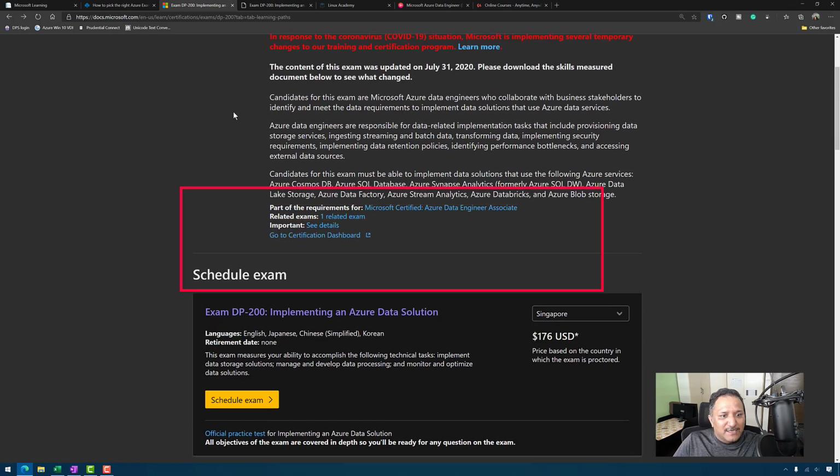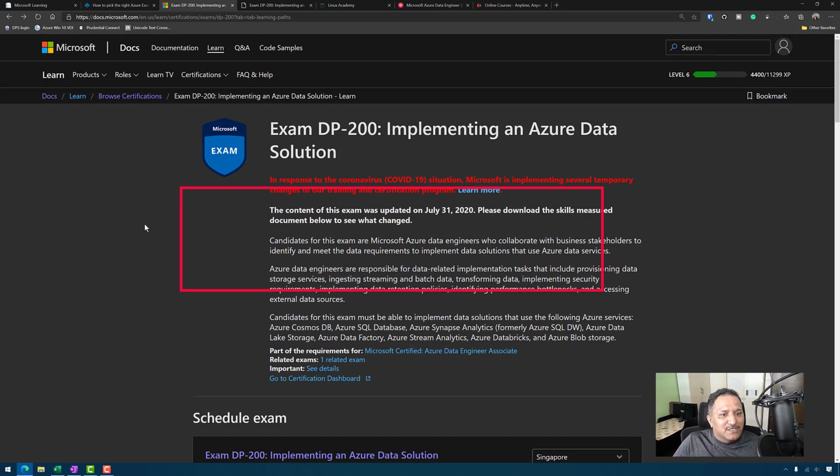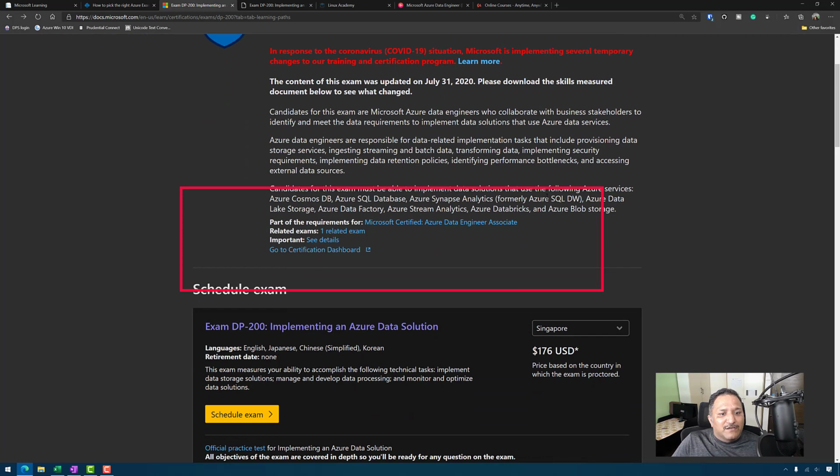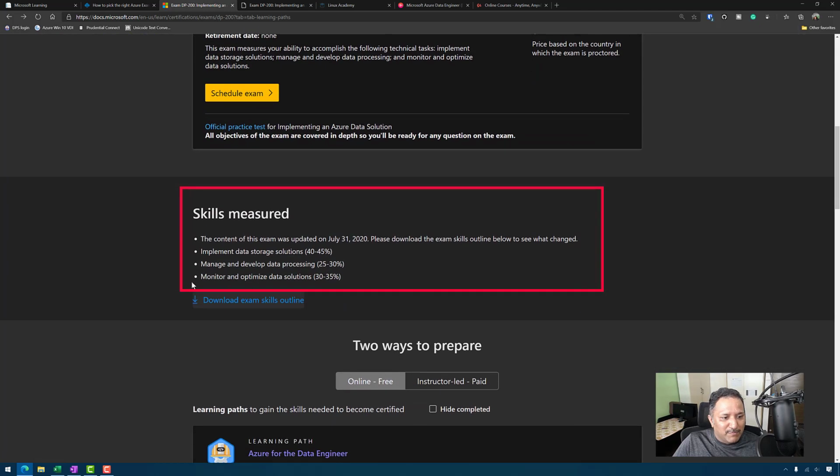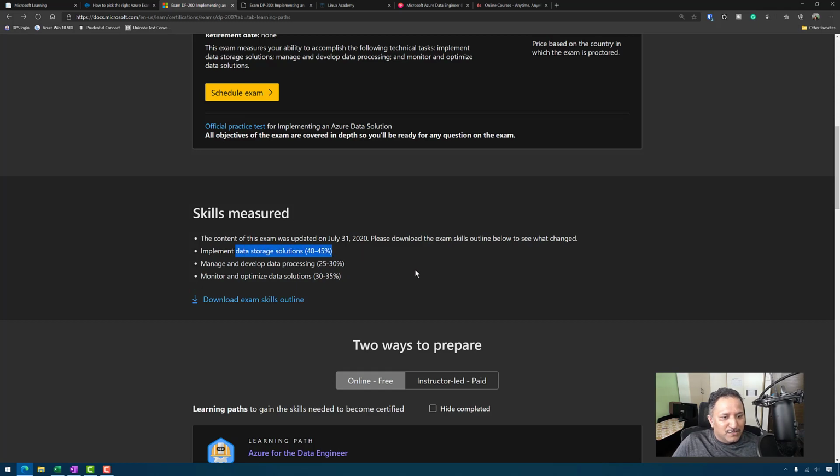If you look at the requirements for this particular test, when I go into the Microsoft Docs and look at the exam details, here you can find what are the skills which will be measured. In terms of the skills, 40 to 45% of the questions would be related to data storage solutions. Then 25% to 30% of the questions are on managing and developing data processing. And finally, the rest, 30-35%, is spread across monitoring and optimizing the data solutions.